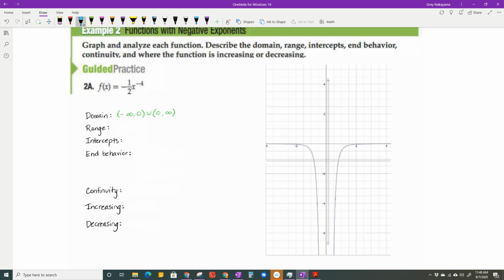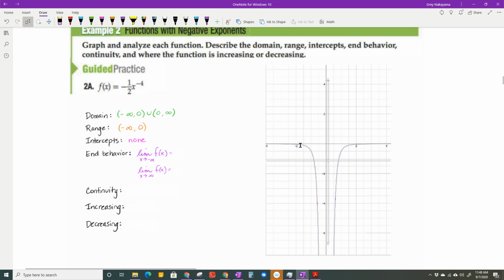My range, okay, if you're looking at your graph, y'all, the lowest point goes on forever and ever down here. So my lowest point is negative infinity, and my highest point is up here, but it never touches 0. So we're going to go from negative infinity to 0. Okay, x and y intercepts, it never crosses either axis. End behavior. Okay, so I'm looking at the end behavior. This one's a little bit different, y'all.